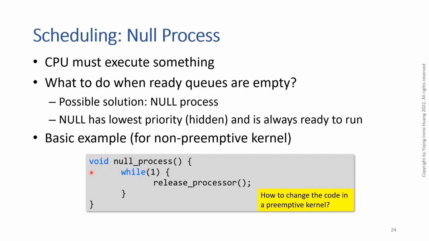So a basic example of a non-preemptive kernel null process implementation could be, inside an infinite loop, we just keep calling release processor. I would like you to think how to change this code if the kernel is a preemptive one.